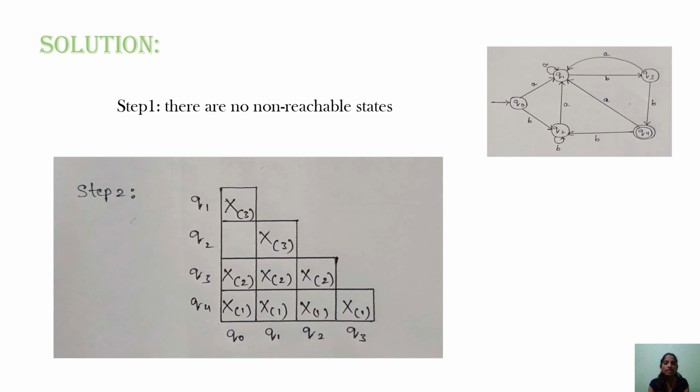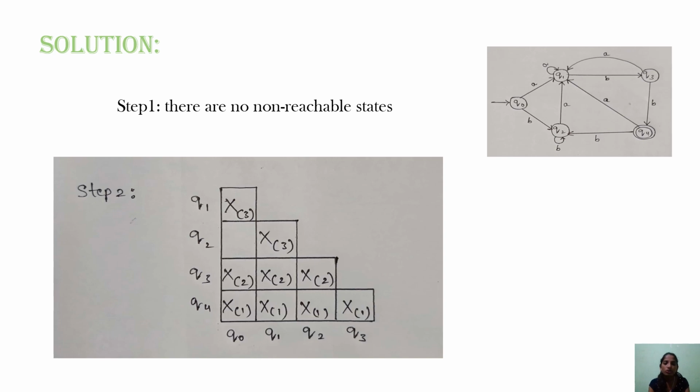And step 2 is we'll mark the table. We will consider two states in which one state is a final state and the other is a non-final state. If one state is final and the other is non-final, we'll mark X in the table, or else we'll leave it as it is and solve further. So here let's consider Q0 and Q1. Here Q0 is a non-final state and Q1 is also a non-final state, so we'll not mark initially in the table.